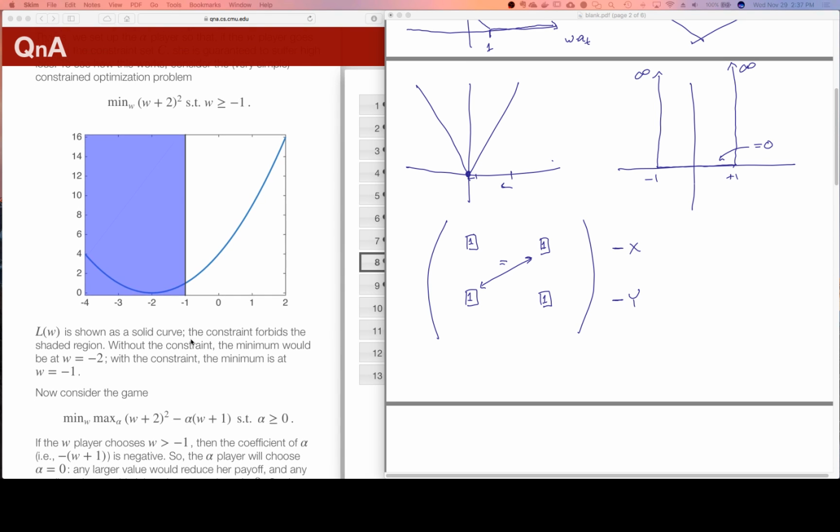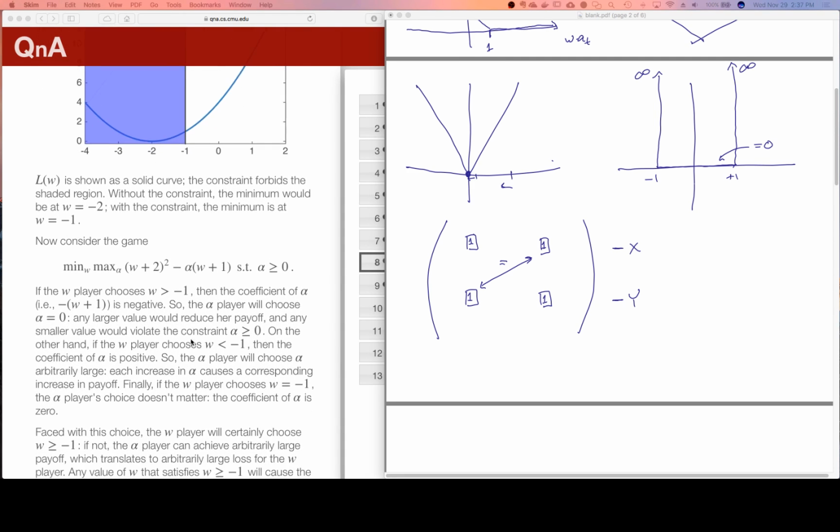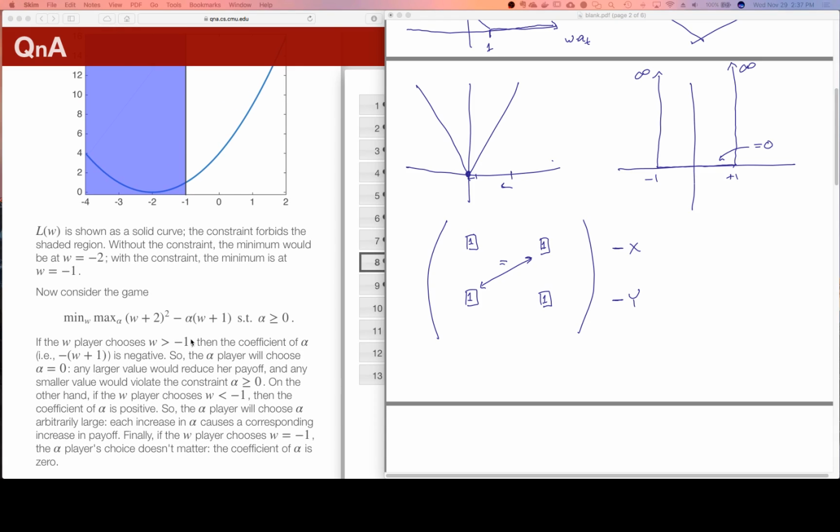All right, so now let's suppose that we have a game that looks like this. Minimize over w, maximize over alpha, the same objective, (w + 2)^2, but now we've dropped the constraints on w and replaced it by this somewhat weird-looking product, minus alpha times (w + 1). And now we're going to constrain alpha to be bigger than or equal to 0.